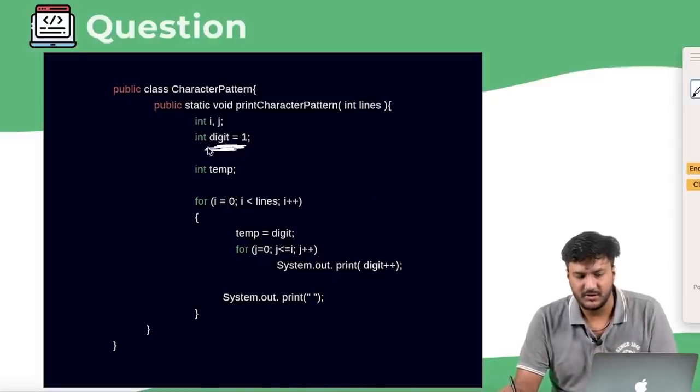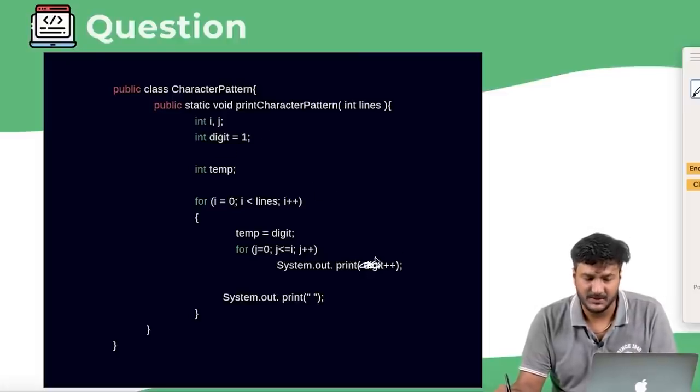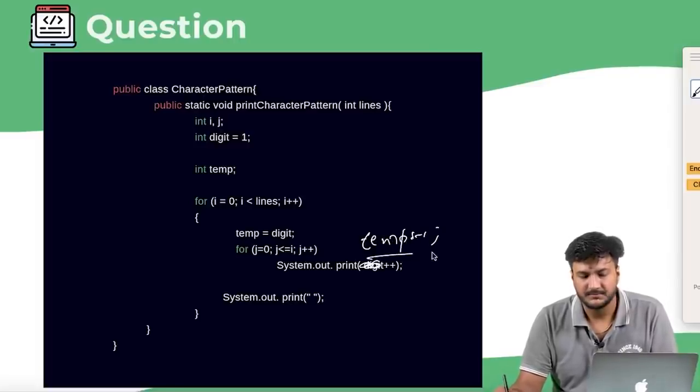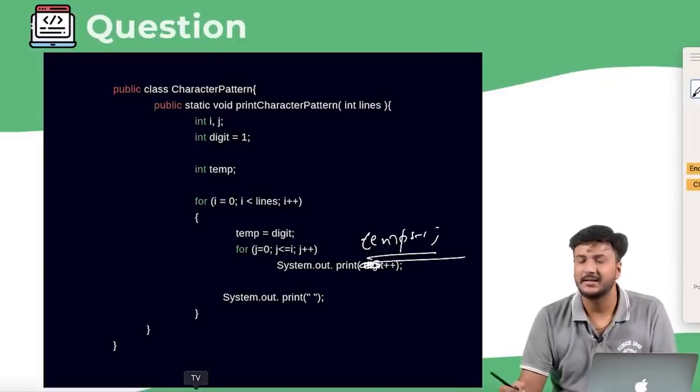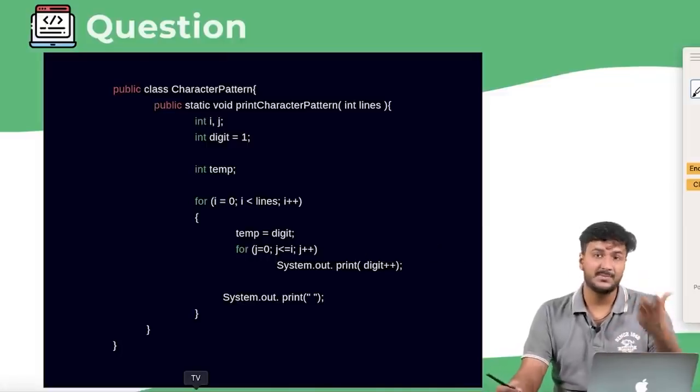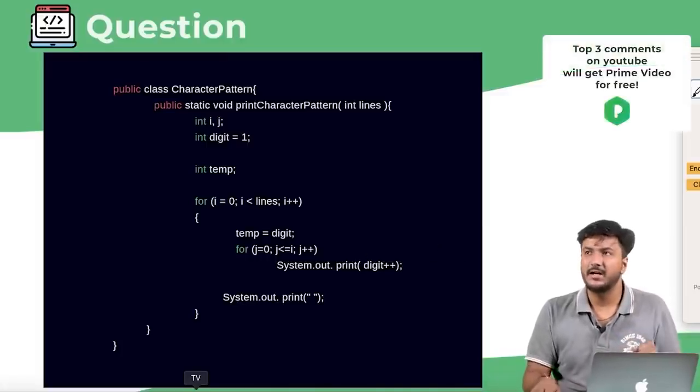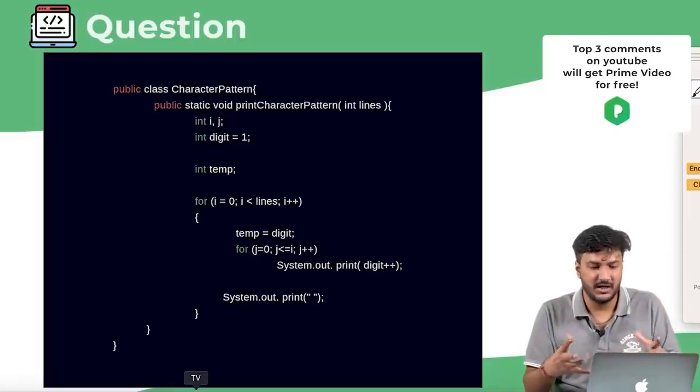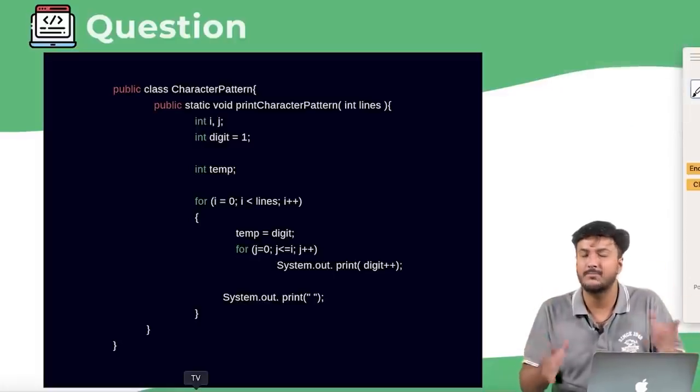Digit is equal to 1 is already assigned at the top. The only thing you need to do is, rather than digit plus plus, do temp plus plus, and that's done, right? Now that I've explained it, this seems easy, but I've seen people, when they give the exam, say, okay, I'm not able to understand it, I'm not able to get it.